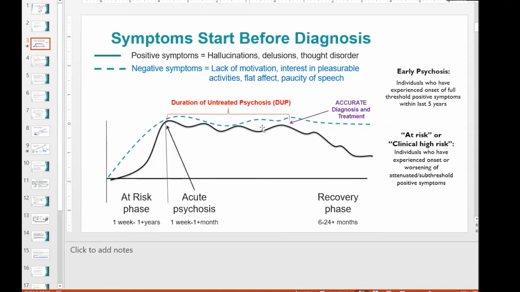So then what we see is the natural waxing and waning of symptoms until somebody gets an accurate diagnosis and treatment. And so again, really normalizing that during this period, they may have been in community mental health or with other healthcare providers, and nobody picked up that this was psychosis. So they may have a whole litany of other diagnoses and treatment until they've gotten to you. This period is called the duration of untreated psychosis. And we are working as a state to reduce this, okay? So what we're going to talk about is individuals who have early psychosis, so they have full threshold symptoms within the last 5 years. And then we're also going to tell them about at-risk or clinical high risk, folks who have the onset or worsening of attenuated symptoms. Okay.